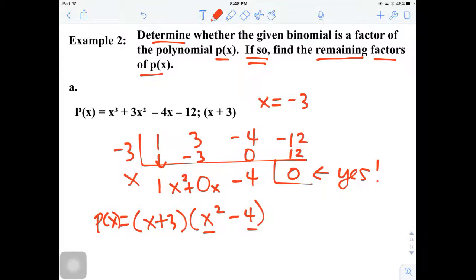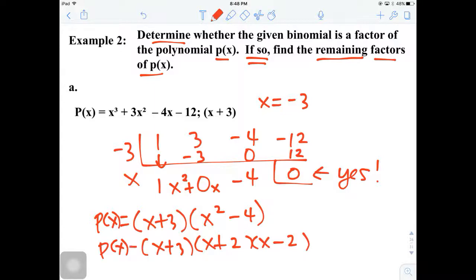And using what we have learned previously, this is a difference of squares. So we're going to factor it into two parentheses, x plus 2 and x minus 2. So we have completely factored this polynomial. And so the second part, which says find the remaining factors, these are the remaining factors. So there are 3 factors here that will give us 3 zeros. But for right now, we're going to just leave it in factored form. And that's the end of the problem.